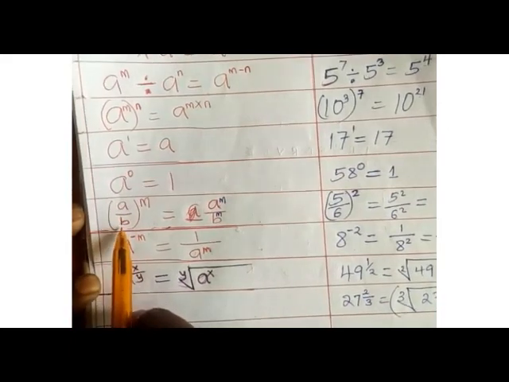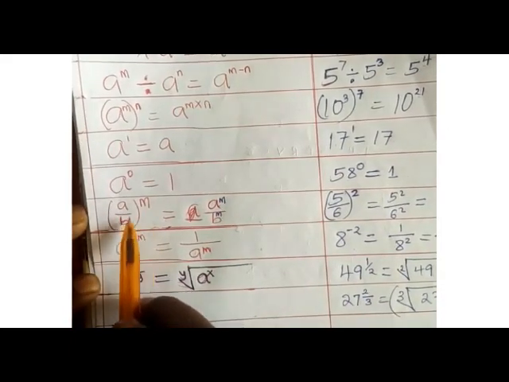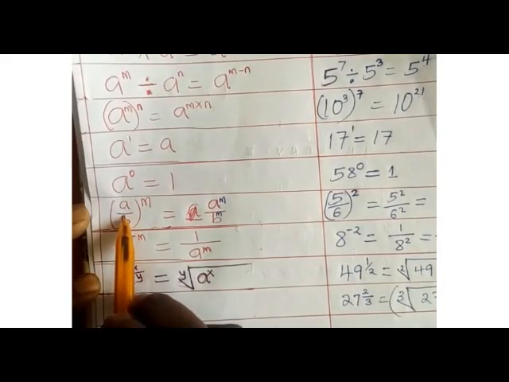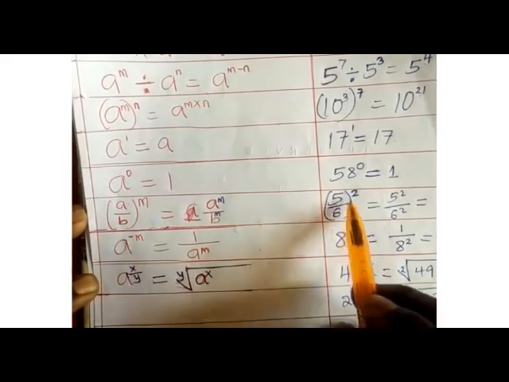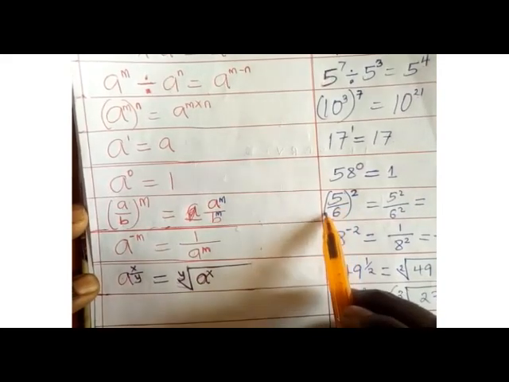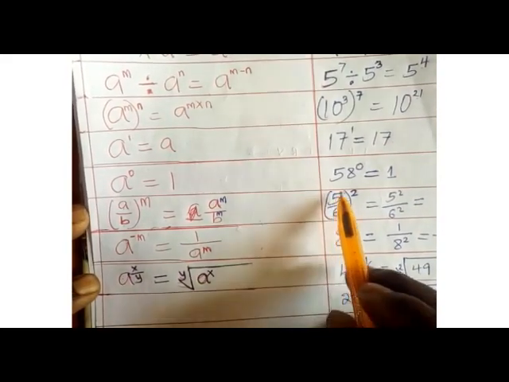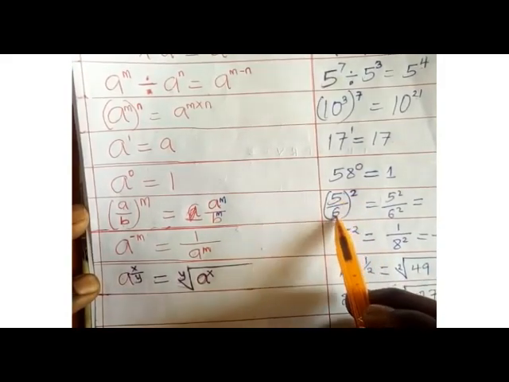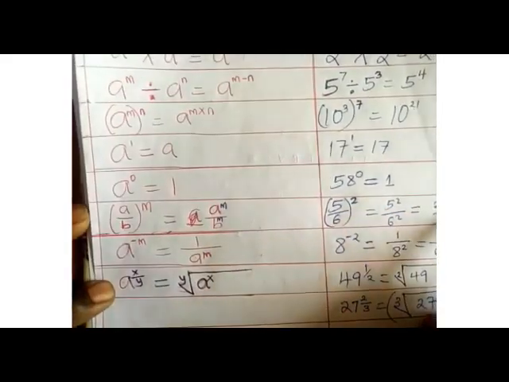A divided by b, all raised to power m, simply means a raised to power m divided by b raised to power m. That's what it means. If we have a number like this, 5 over 6, it's a fraction, raised to power 2, it means 5 squared over 6 squared, and this is the answer here.